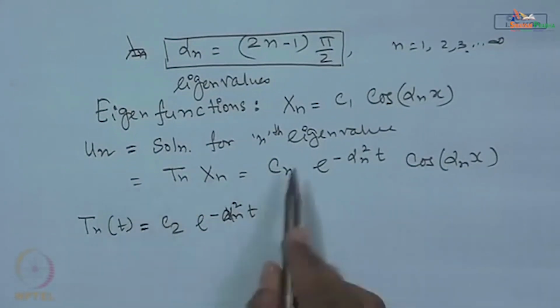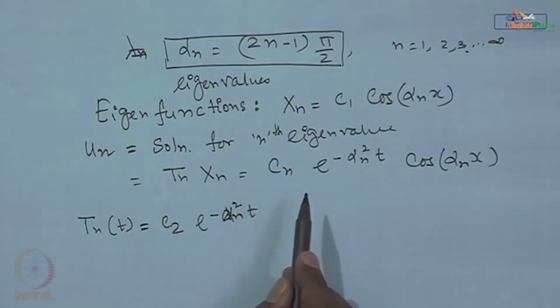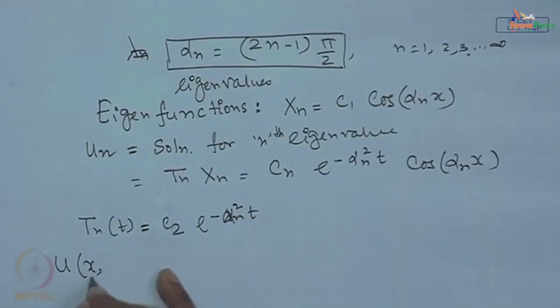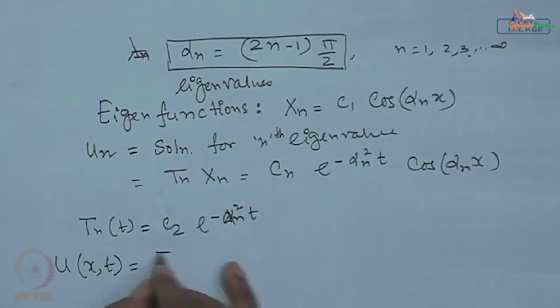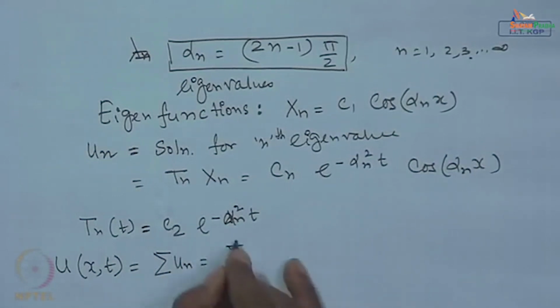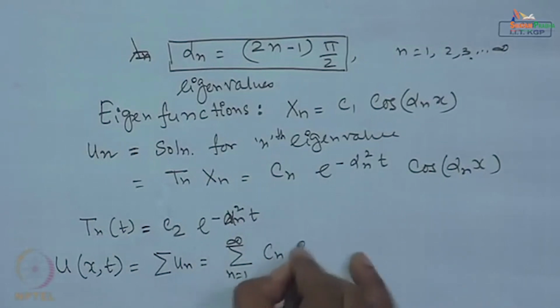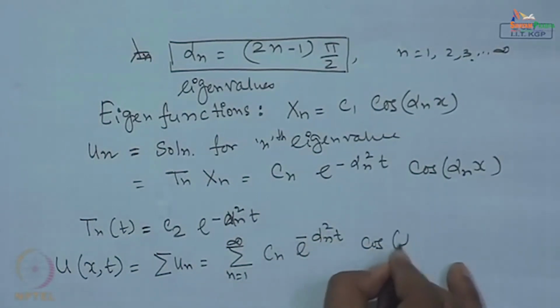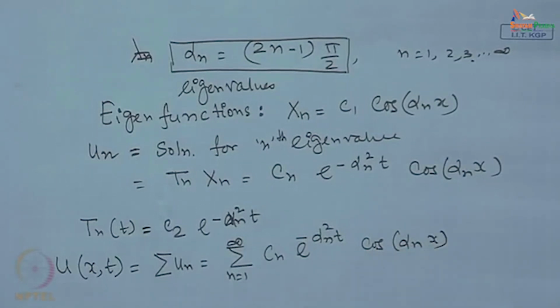So, we can linearly superpose all the eigen solutions, and we can construct the complete solution. So, let us construct the complete solution. The complete solution will be summation of u n. So, therefore, this will be nothing but n is equal to 1 to infinity C n e to the power minus alpha n square t cosine alpha n x.